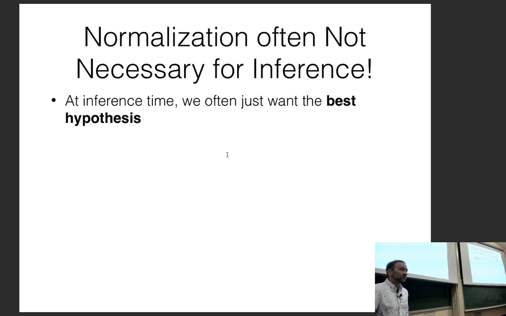But at inference time, often we just want the best hypothesis. We don't actually care about probability. There are some counterexamples to this. What is an example of an application where we really do care about the probability of the output? Anybody? Yeah.